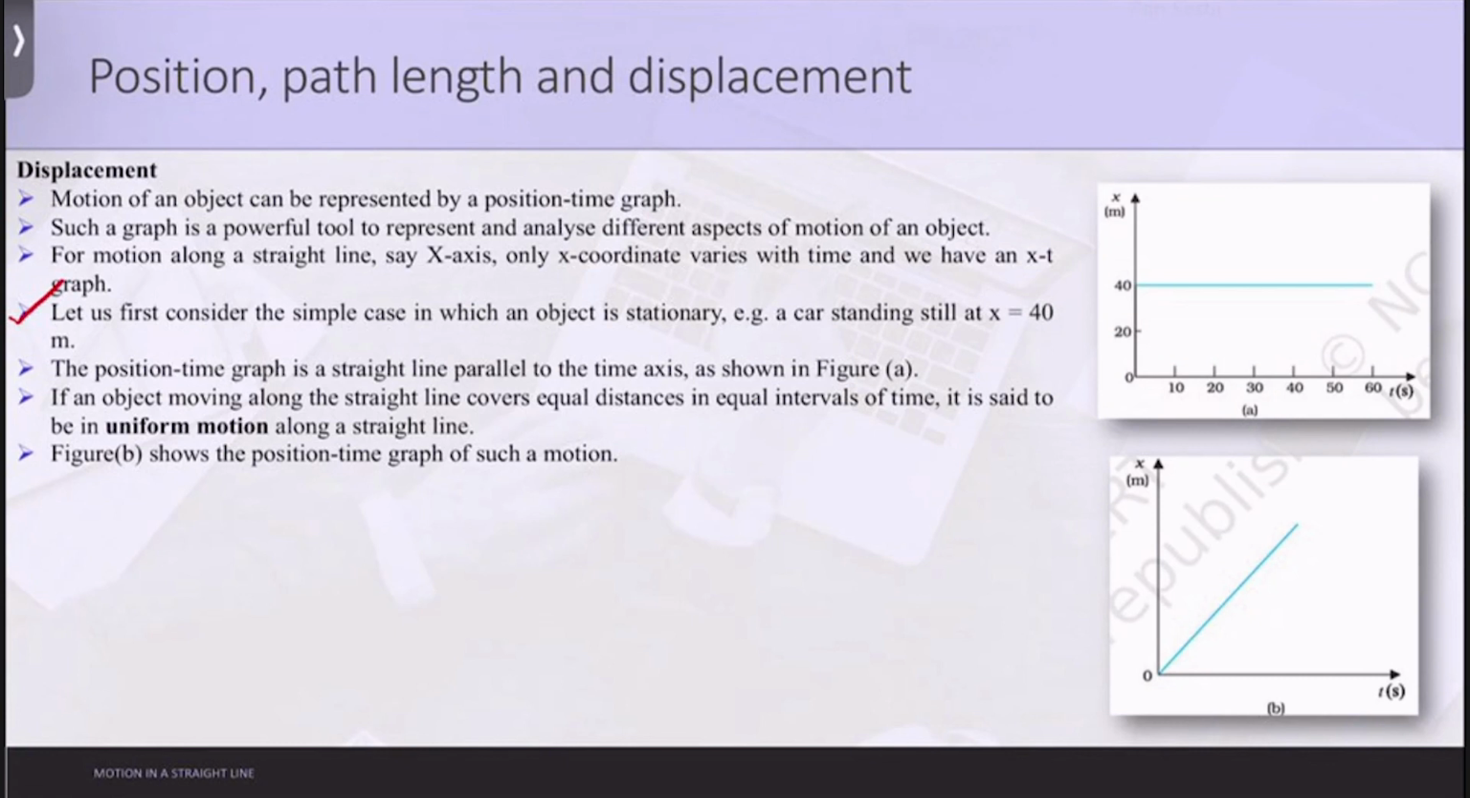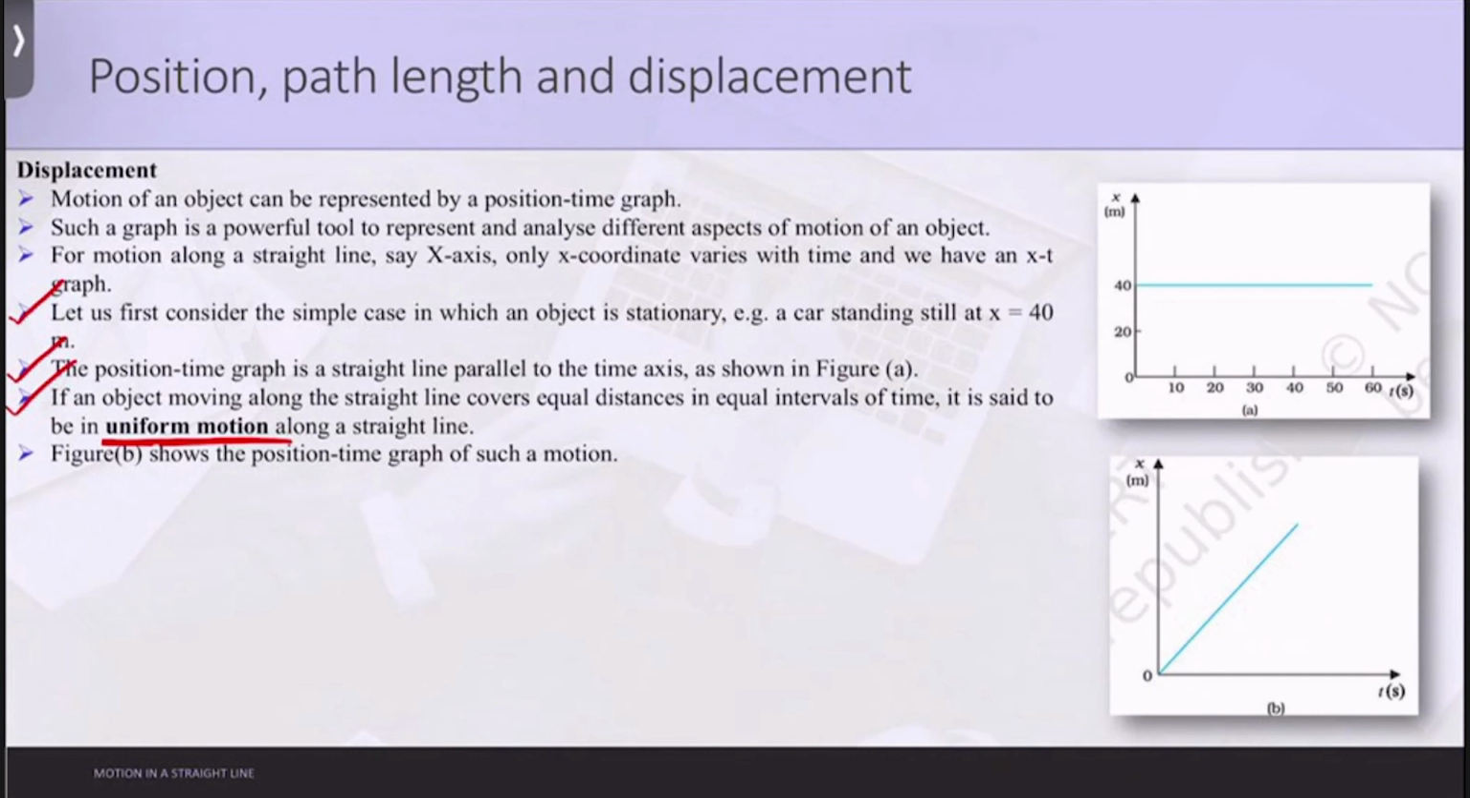If an object moving along a straight line covers equal distances in equal intervals of time, it is said to be in uniform motion along a straight line. So a new terminology came, called uniform motion. What is basically uniform motion? It is only this: if an object moving along a straight line covers equal distances in equal intervals of time, then it is said to be in uniform motion along a straight line. The example diagram for uniform motion is given on the right hand side below. That is the position time graph of a straight line uniform motion.